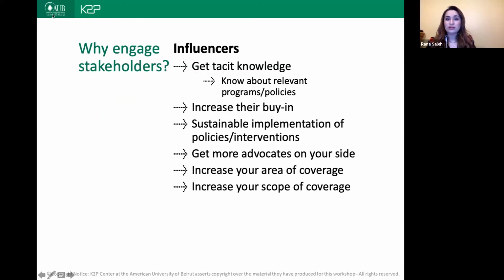Similarly for the influencers and other key stakeholders. It might not be a decision maker you are engaging necessarily, but other influencers who can influence the decision-making process in various ways, such as NGOs, national and international organizations, researchers, media, and so on and so forth. Again, because you need their tacit knowledge, you need their buy-in, you need the sustainable implementation, but most importantly, they could be advocates supporting you in your campaign. They could be members of your coalition. And if you engage with them early on, that will help you to increase your area of coverage and also the scope of coverage of your campaign.